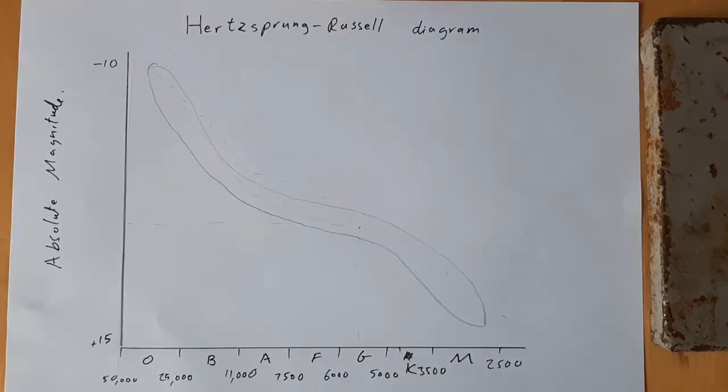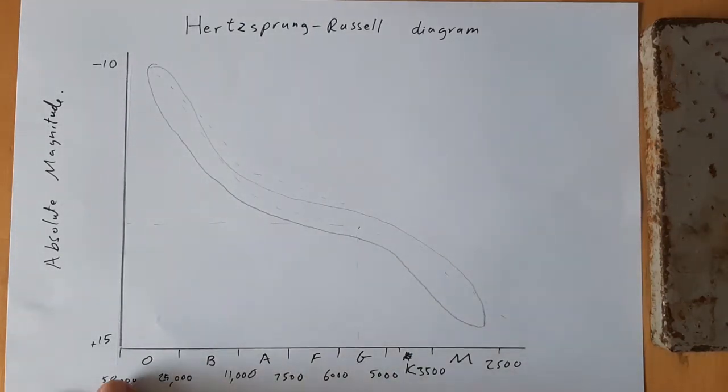Okay, last part of this video, the Hertzsprung-Russell diagram. Lots already really familiar here. So we've got our spectral classes along the bottom, O, B, A, F, G, K, M. Exactly the same temperature boundaries as we saw before, so that's nice.